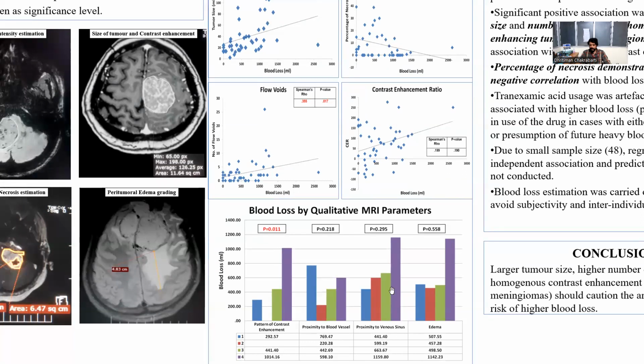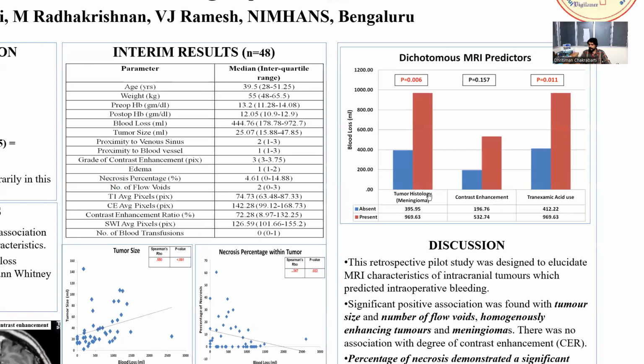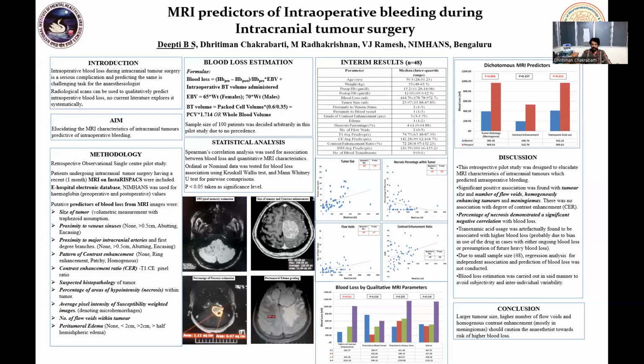Okay, then proximity to blood vessels, venous sinuses, and edema didn't have any connection with the blood loss. Lastly, your tumor histology: meningioma suspicion had a much higher blood loss. Obviously, meningiomas bleed more. And tranexamic acid used during the surgery was also associated with bleeding, but that is a reverse type of effect, because you give Tranexa in those cases where you expect bleeding, right? Otherwise, you won't give Tranexa. So it is not causative, it is more of an observation that Tranexa use is obviously more in patients where bleeding is expected.